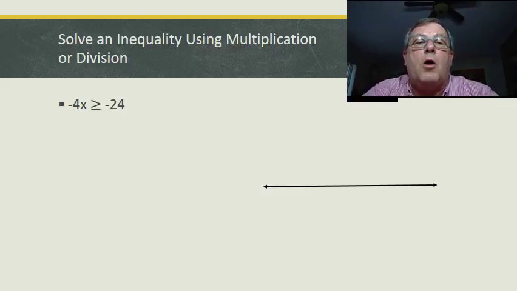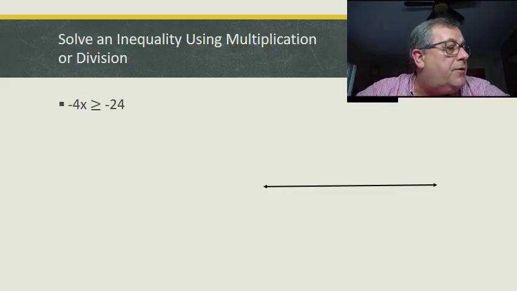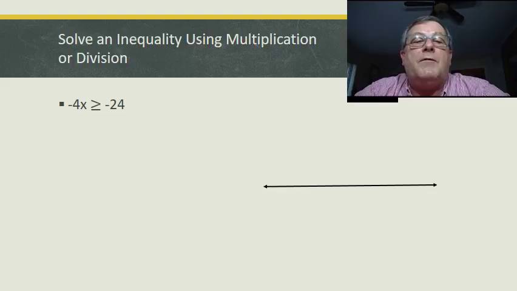All right, we're going to continue on. We're looking at solving one-step inequalities. And this time we're going to be considering solving an inequality using multiplication or division. So let's take a look at what our first example is here. This corresponds to page 35 in your textbook. This is example 2, solve an inequality using multiplication or division.